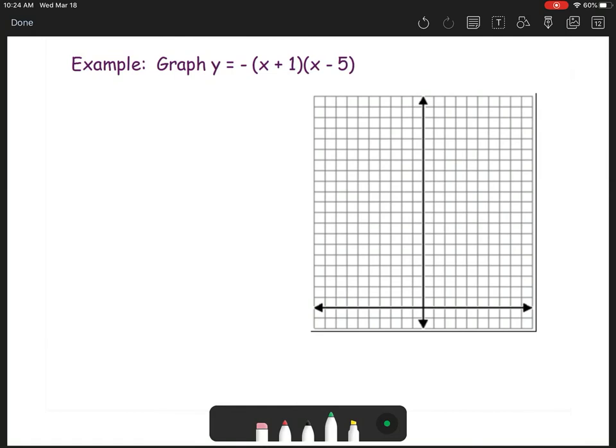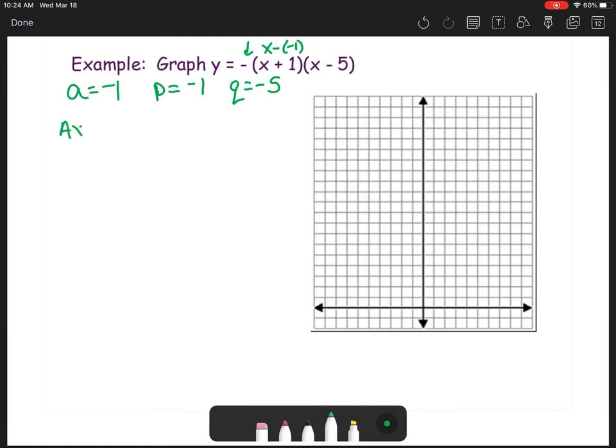So when we see these in intercept form, we definitely want to identify the values of A, P, and Q. So in this example, we have A is -1. We have P is -1 because we have to think of this as x minus a value. So that's x minus -1. And we have Q is -5.